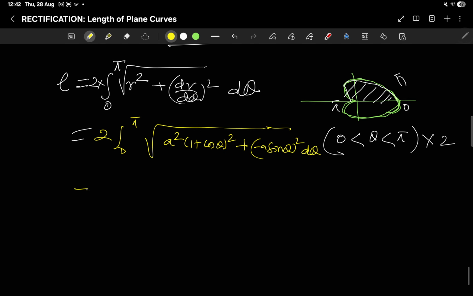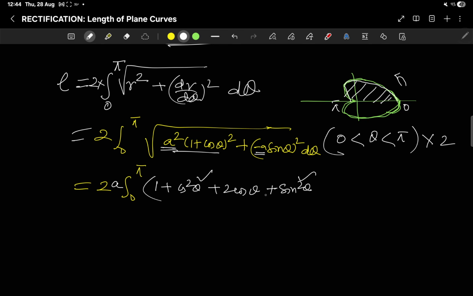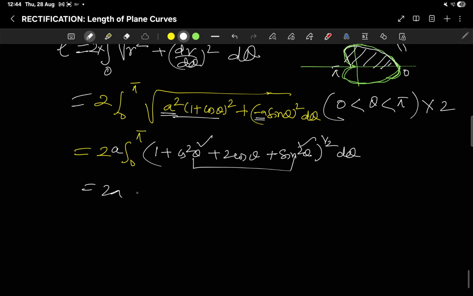So if you simplify it, you open it, here 1 a square and here 1 a square, you can take a square, that is a, outside. It is 1 plus cos square theta plus 2 cos theta plus sin square theta. Cos square theta plus sin square theta is 1. So what we are getting? 2a integral 0 to pi square root of 2 plus 2 cos theta d theta.